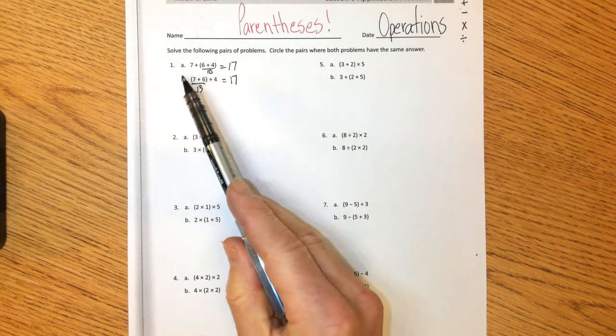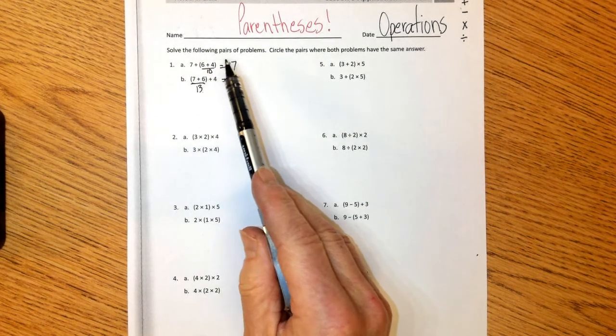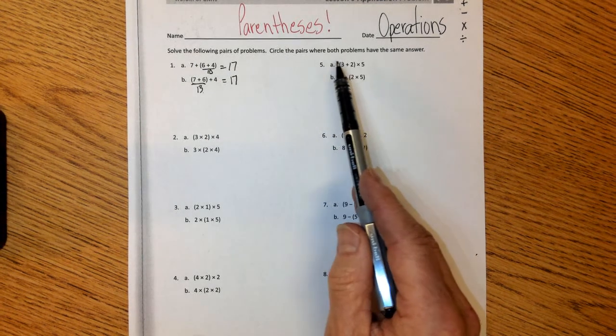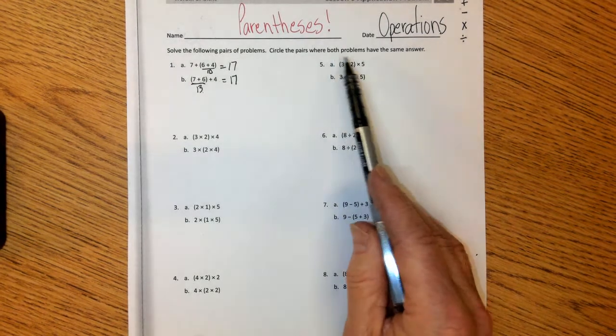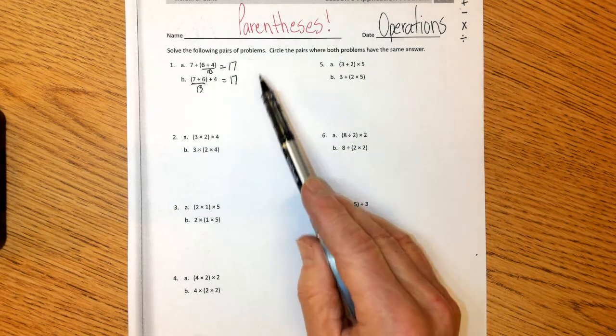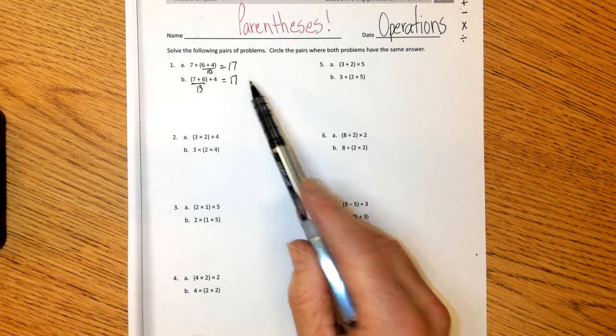It turns out this instruction, besides saying solve the following pairs of problems, says circle the pairs where both problems have the same answer. And in this case, do we have the same answer? We sure do.